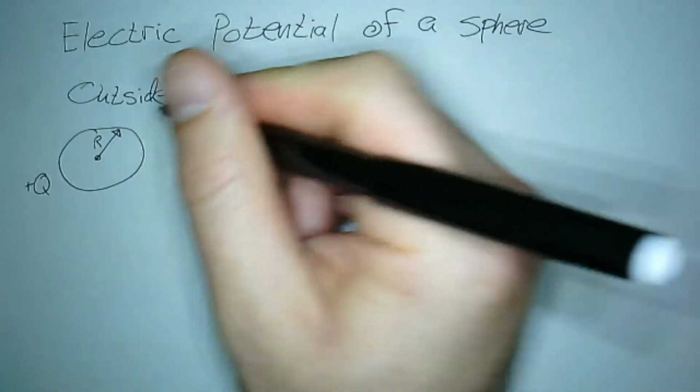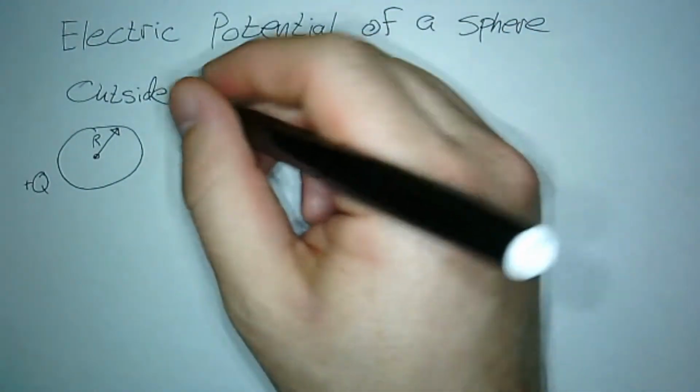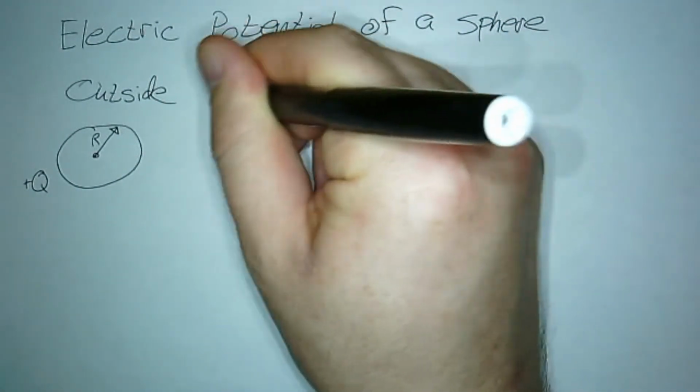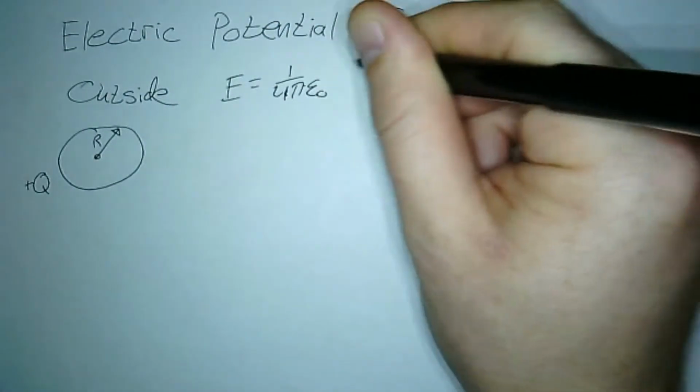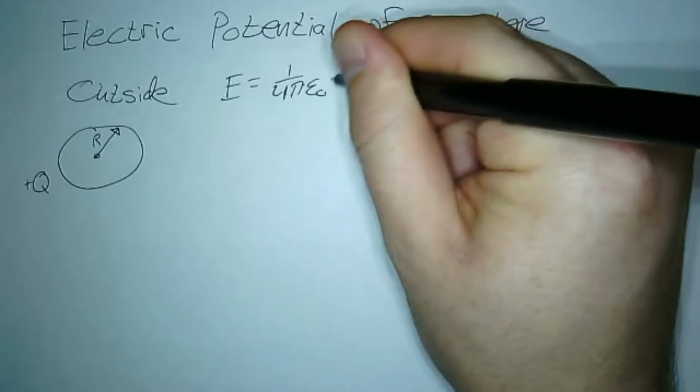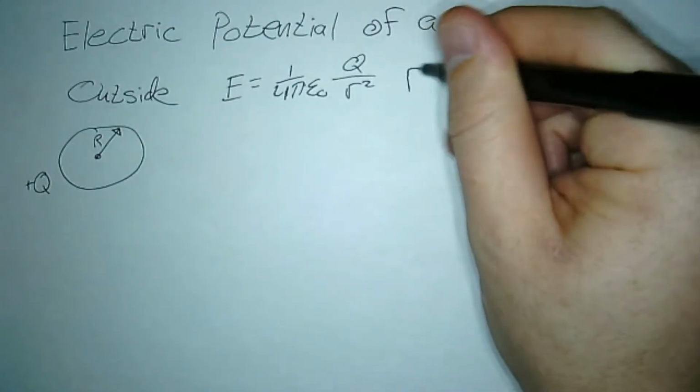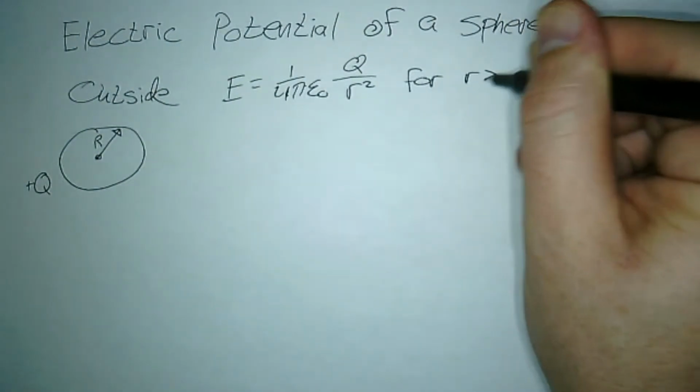It doesn't matter what's going on the inside for the outside case, because we know that the electric field, by Gauss's law, should be 1 over 4 pi epsilon naught times q over r squared, right? And this is for r greater than R.